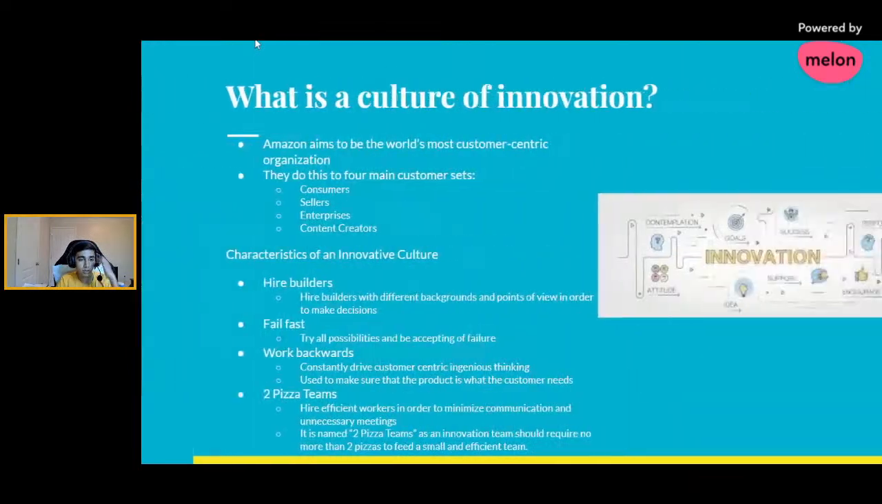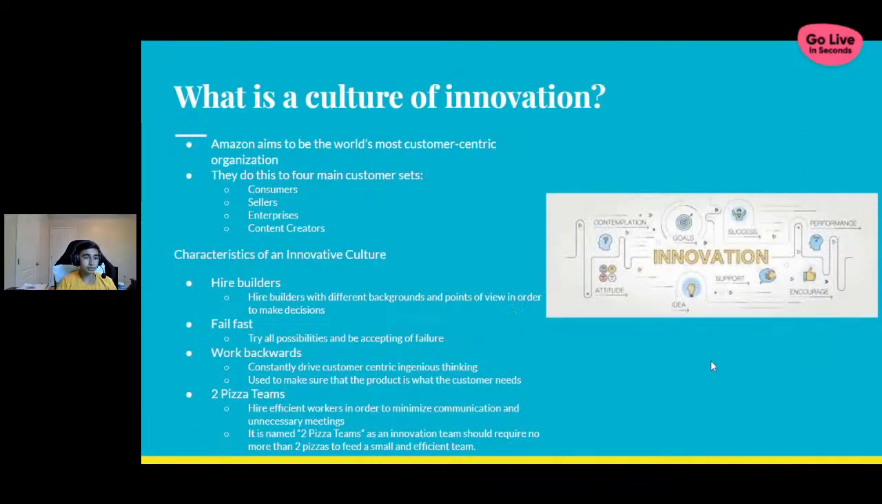Now we're going to talk about the culture of innovation. So, this is the culture of innovation at Amazon itself. And if you choose to use AWS, this is going to come in handy for when you're using AWS to help with your product specifically. So, Amazon aims to be the world's most customer centric organization. And by this, they mean they really try to focus on their customers as much as possible so that their product can fit as many people. They do this for four main customer sets: consumers, sellers, enterprises, and content creators.